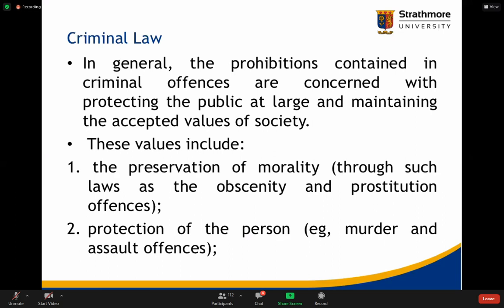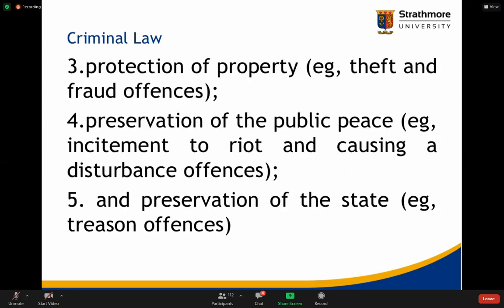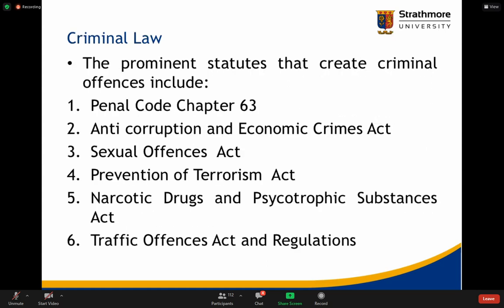Protection of the person. We want to protect a human being, their physical body, and such crimes are, for example, murder and assault. Protection of property: some of the crimes geared towards this end are theft and fraud offences. Preservation of the public peace: incitement to riot and causing a disturbance offences. And finally, preservation of the state, for example treason offences. So that's where we are at.